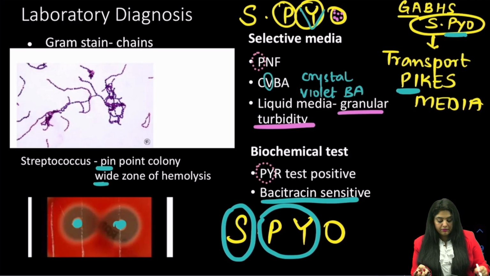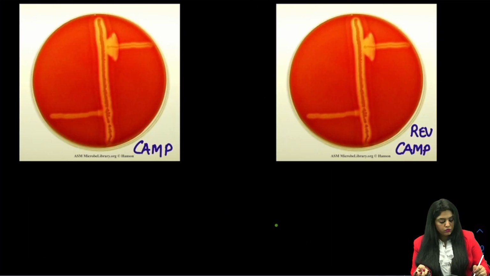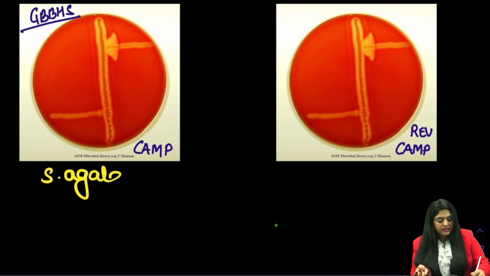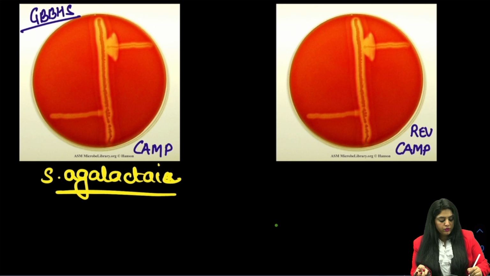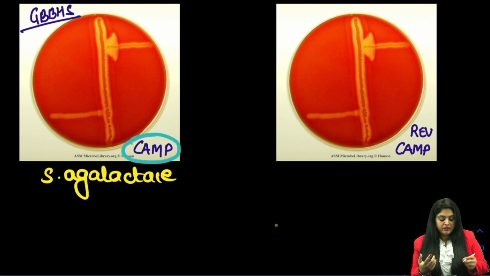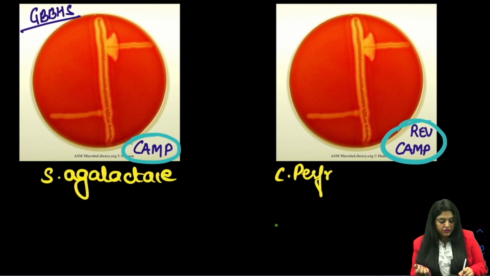That was group A. Now I am going to go towards group B beta hemolytic streptococcus. What is group B beta hemolytic streptococcus? It is Streptococcus agalactiae. And what is the famous test that you do for Streptococcus agalactiae? It is the CAMP test. As soon as I said that, your mind took you towards the reverse CAMP test. Reverse CAMP test is done for Clostridium perfringens. Let's repeat this.